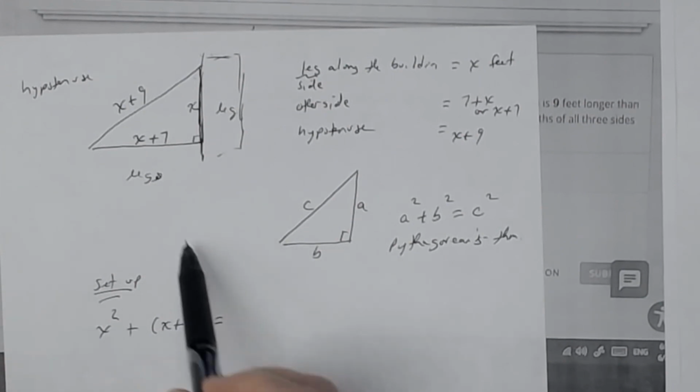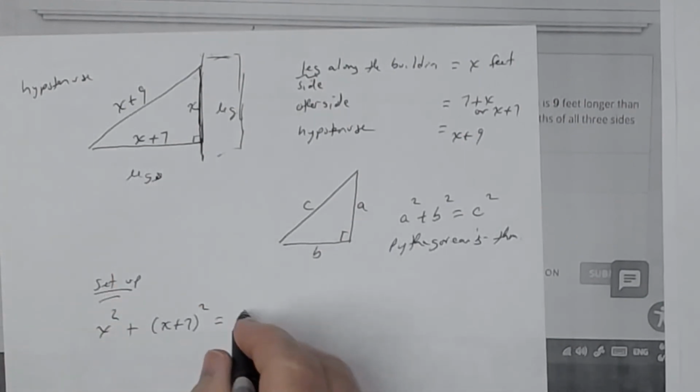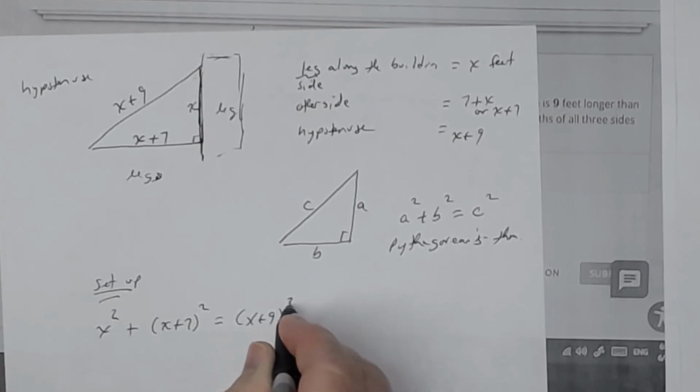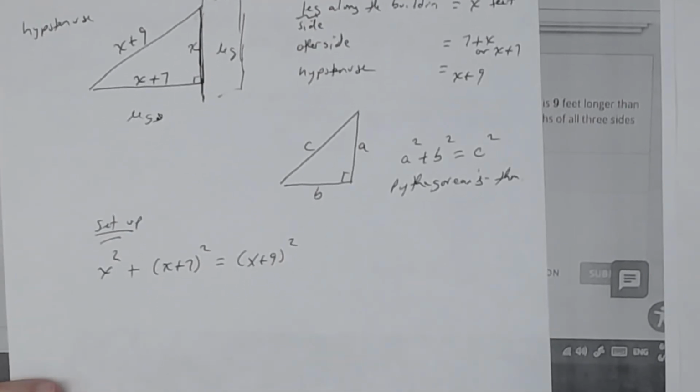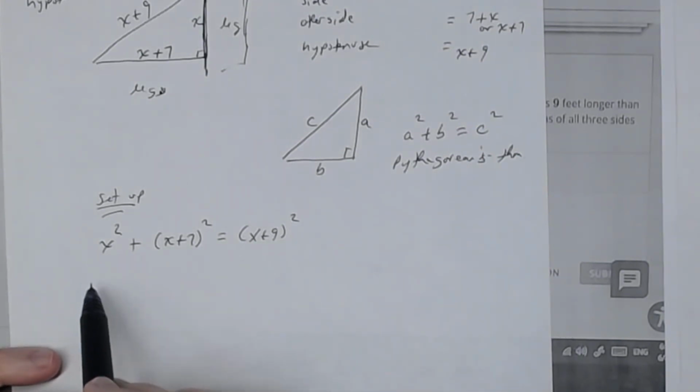Then you're going to say, all right, well, that's going to equal the hypotenuse squared. Well, the hypotenuse is x plus 9. So I've got to square that. Notice the same thing. Put that in parentheses. And so there's your setup. Now, you got to do some more work, though, because remember, you got to solve for x.